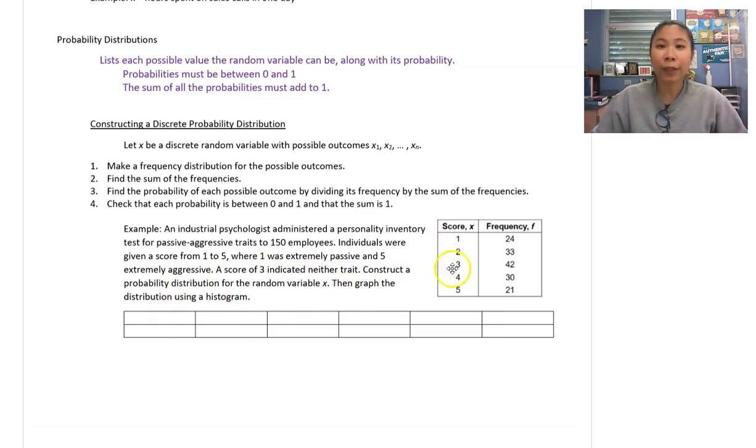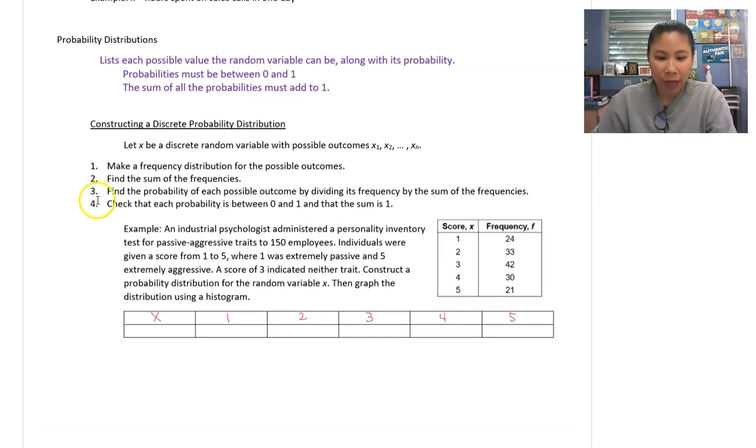So here they're basically saying the random variable is the score on this test. That score is a number, so that's why it counts as a random variable. So when we make our little table, we're going to start by labeling the top row as x. And then all the different outcomes of x for this test would be 1, 2, 3, 4, and 5.